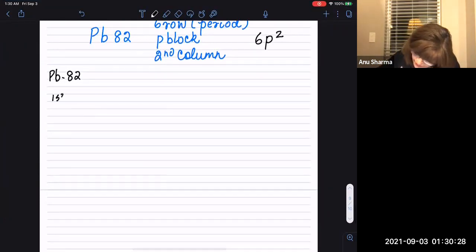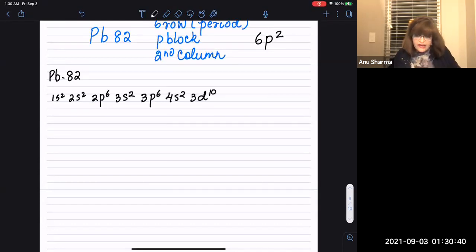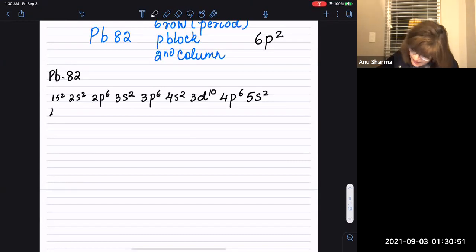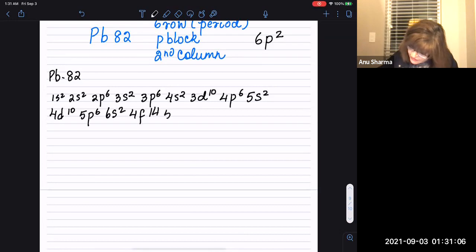1s2, 2s2, 2p6, 3s2, 3p6, 4s2, 3d10, then 4p6, then 5s2, then 4d10, then comes 5p6, then comes 6s2, then comes 4f14, then comes 5d10, and then comes the 6p2.